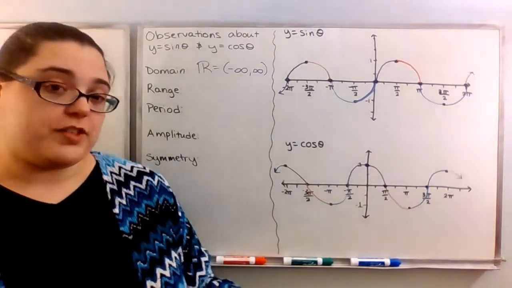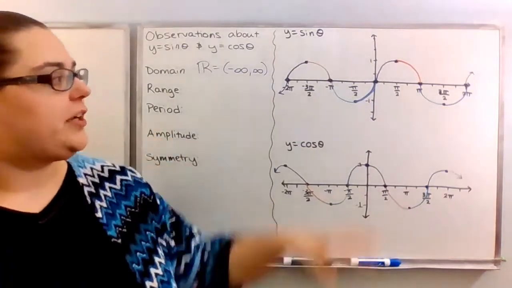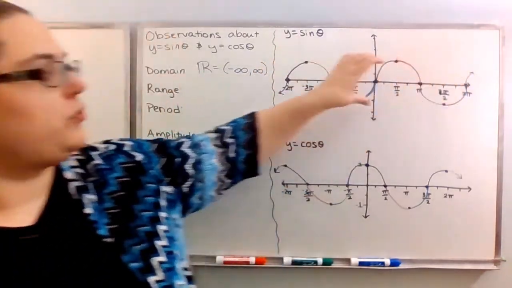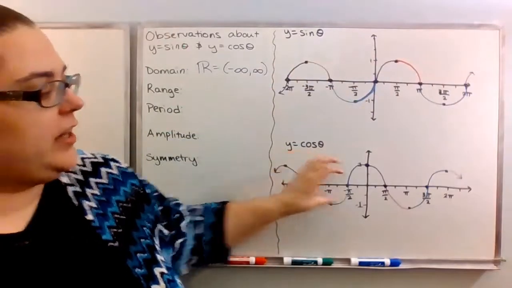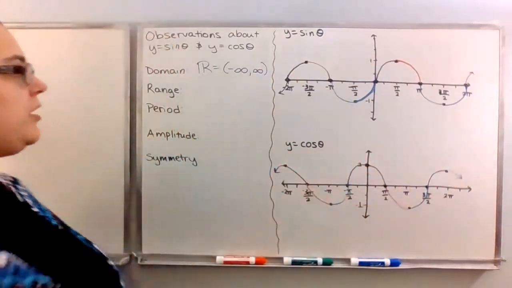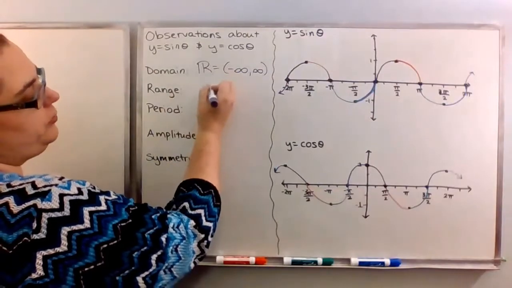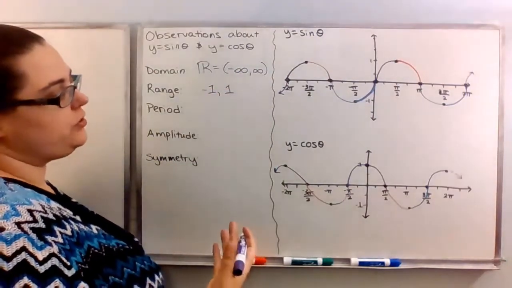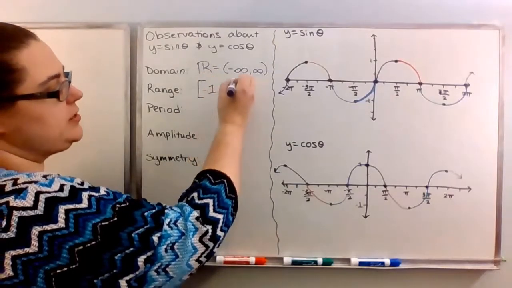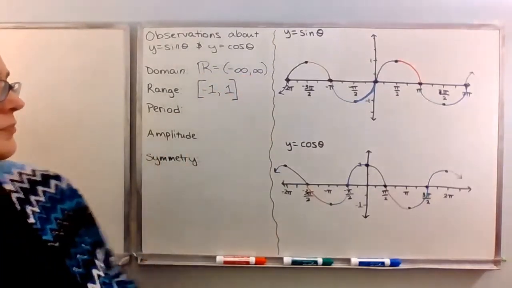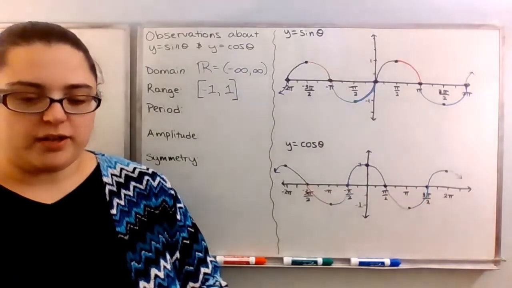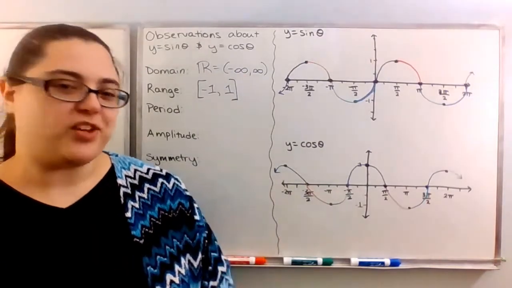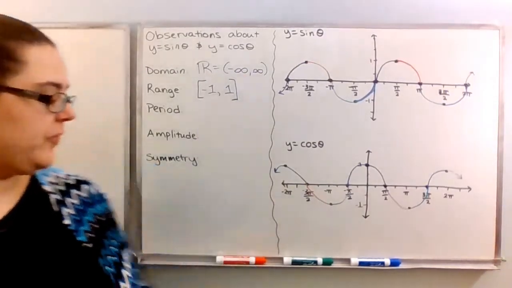Now the range I referenced previously: we're trapped in between -1 and 1 for both sine and cosine. So for our range, we're going to go from -1 to 1, and to indicate that we want to include those values, we're going to use square brackets. So that's our domain and range. These are similar concepts that we've been looking at with functions all along.